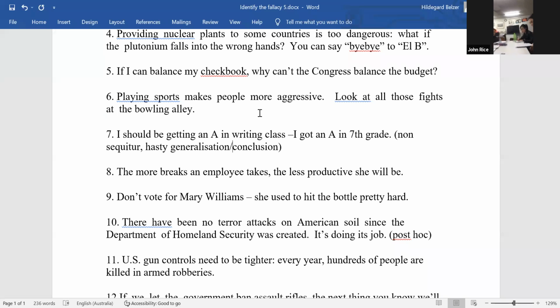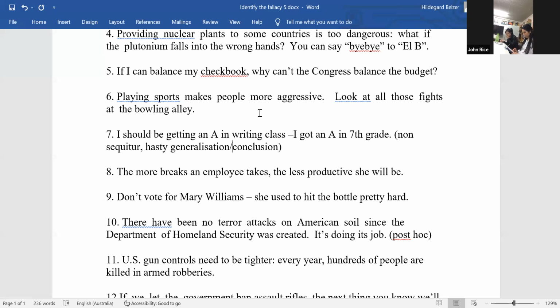So Vasiliki, welcome. We've just been doing number 7 and number 10. It's looking at fallacies, bad arguments, and identifying what kind. So we're just on the last half here. 7, 8, 9, 10, 11, 12. So we can tick off number 7 as a hasty generalization, number 10 as the post hoc fallacy. Any thoughts on any of the other ones?